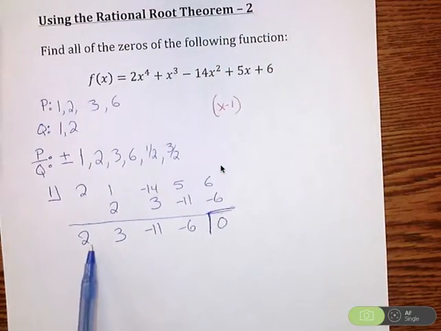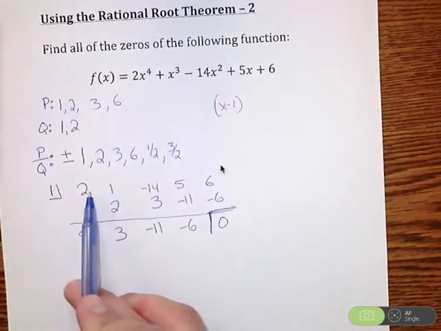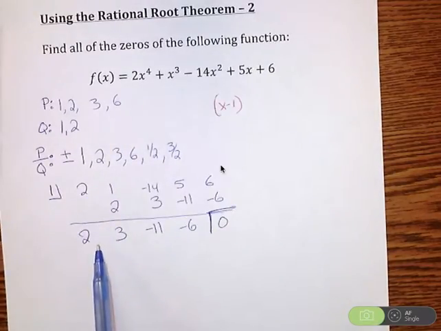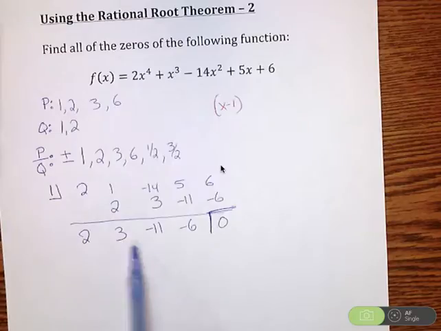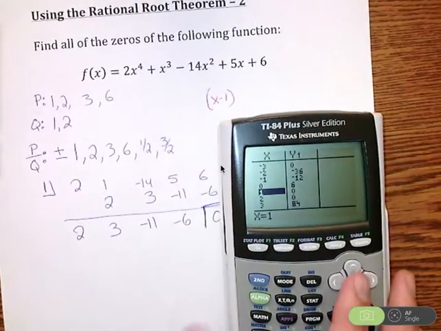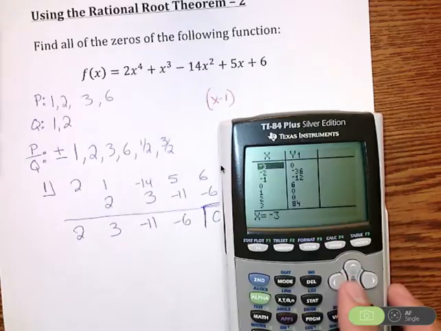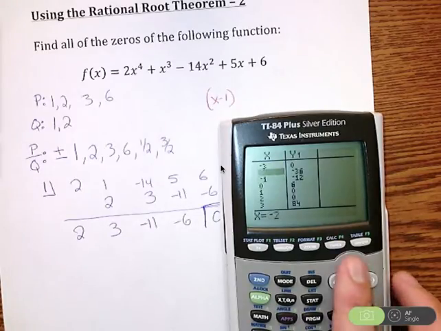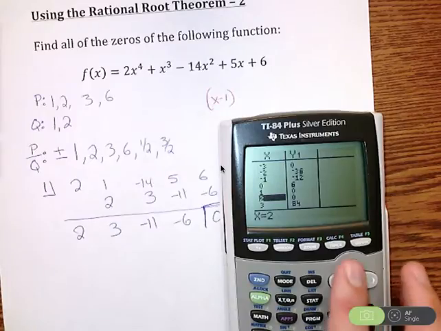So looking at this, since this was x to the 4th, this would represent 2x to the 3rd plus 3x squared minus 11x minus 6. That's not something I want to factor. So what you can do is go back to your calculator and use another point that gave you 0. I already used 1, and I have a lot of other options here, so why not 2?